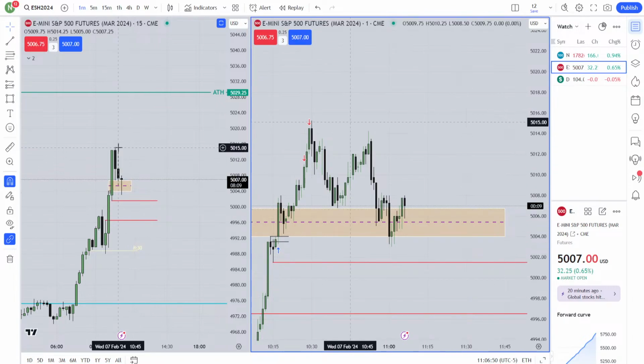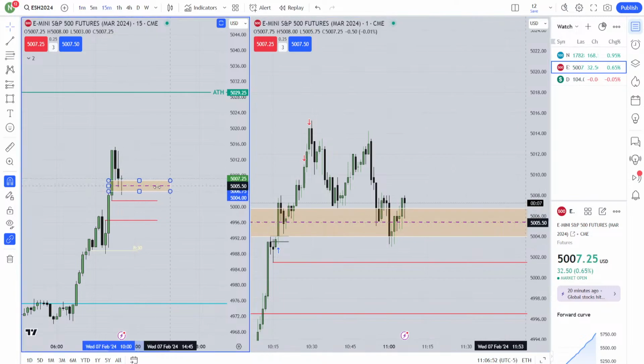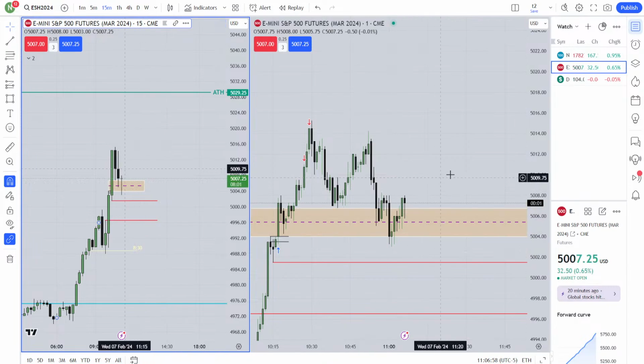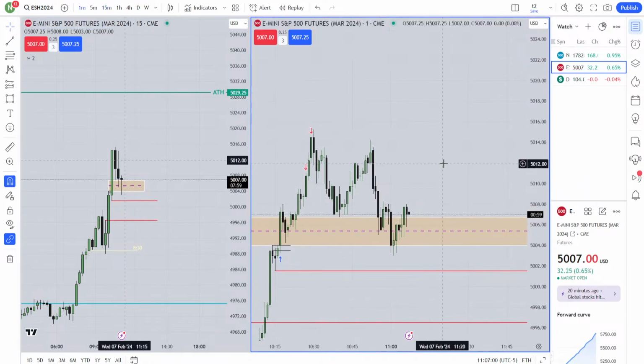If the market can go above that high, this fair value gap has no value. It has no value. Then it won't be a fair value gap, it will be just a gap above that high.